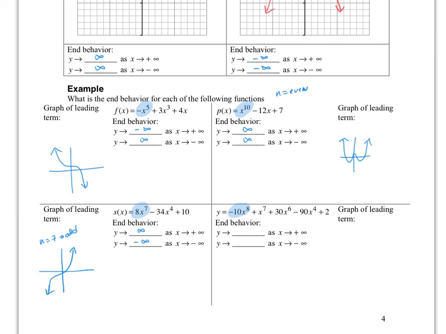Right, now the next one, here, the exponent is even, but the leading coefficient is negative. So that means that the graph is going to look like this, or just like this, depending on what you have. So you can see as x goes to infinity, this goes to negative infinity, and the same thing happens on this side. So both of these will be minus infinity.